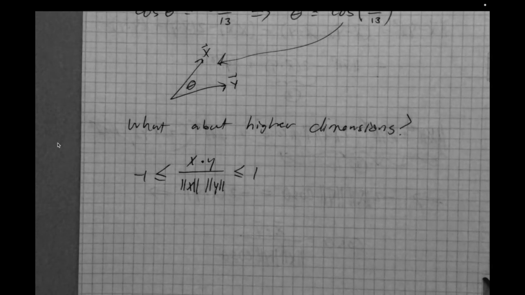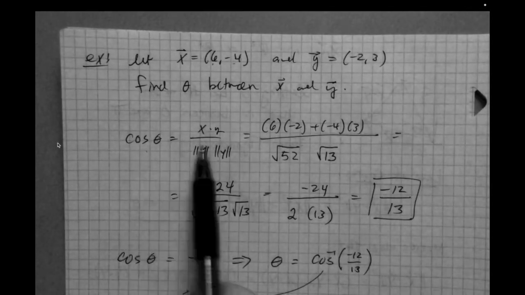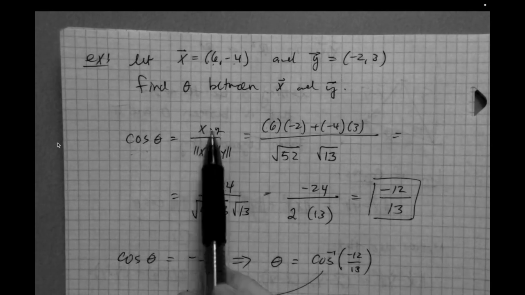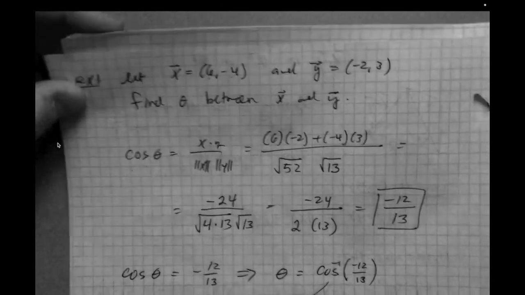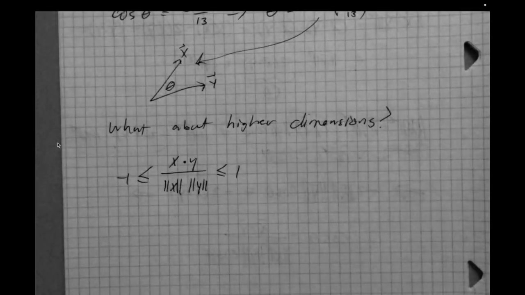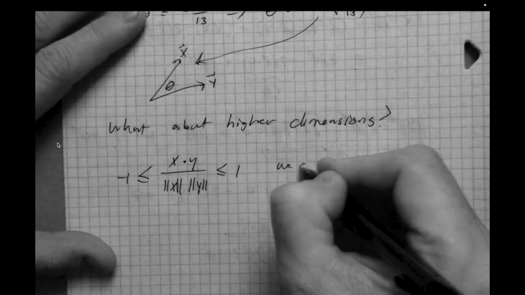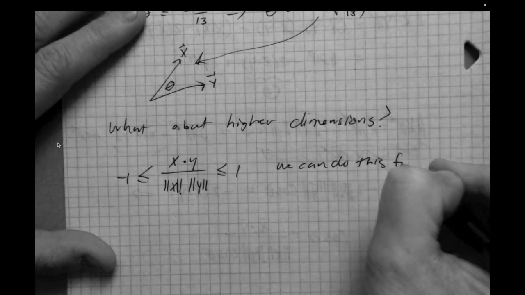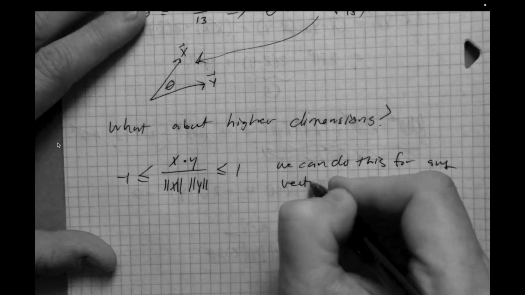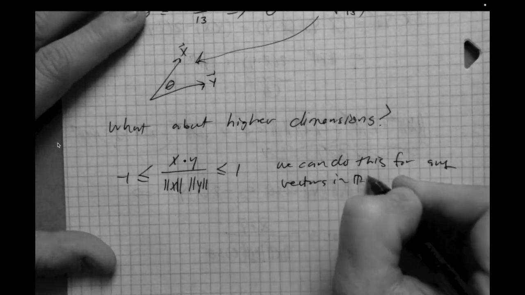So if this is true, then that means we can use this guy here. We can always run the inverse cosine on this. It means basically that whatever we get for this value here, it's going to be in the domain of the inverse cosine function, right? Which means we can do this for pretty much any vector in Rn. Okay, so we can do this for any vectors in Rn.